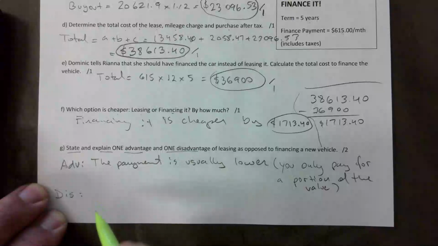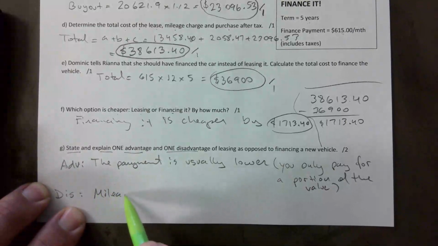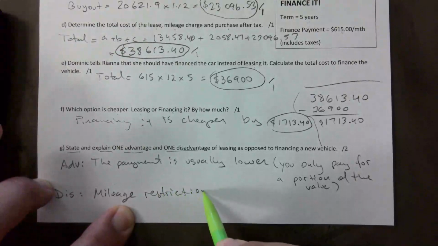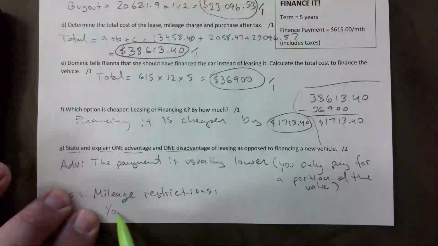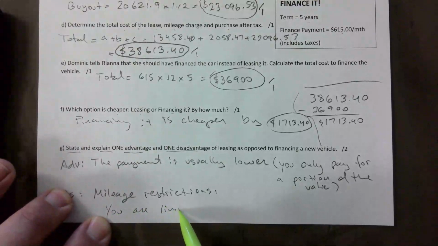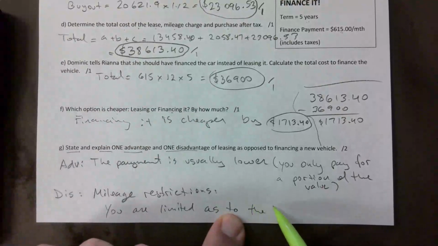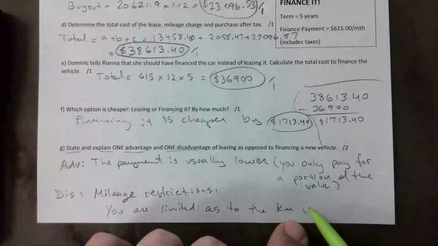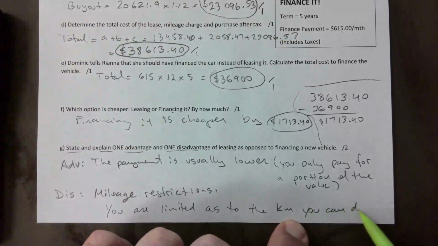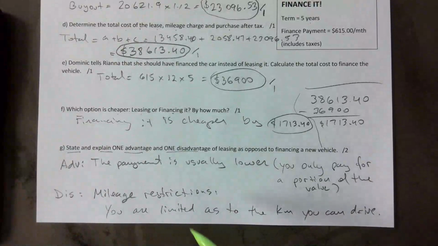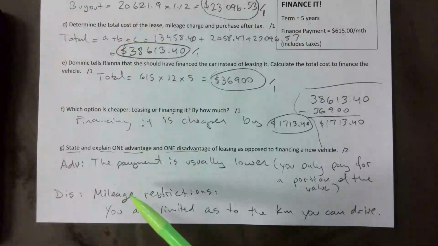Disadvantage, what would it be? My favorite, mileage restrictions. You are limited as to the kilometers you can drive. So one mark for each. One mark for an advantage of leasing and one mark for a disadvantage.